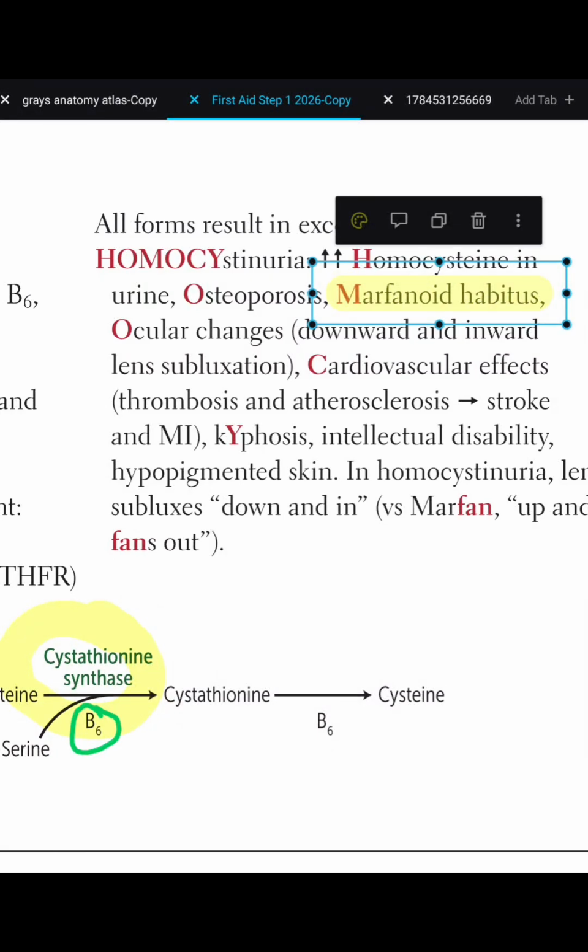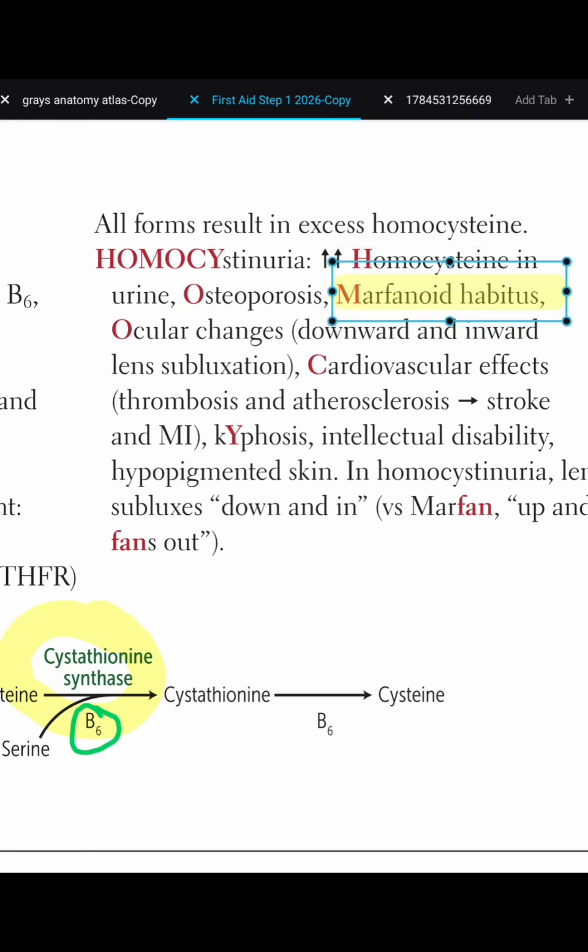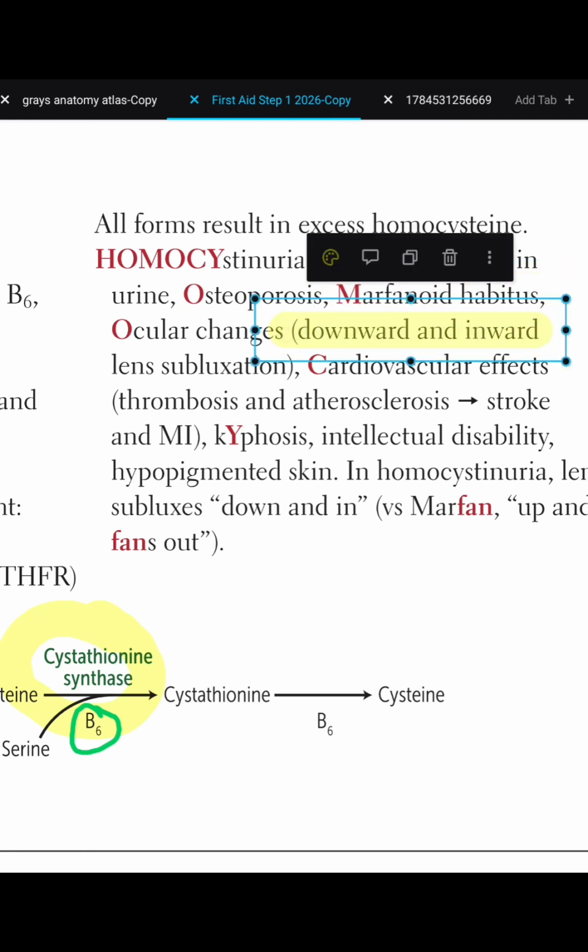With this Marfanoid habitus, what will happen? The patient will be tall. He will have long, slender, thin fingers. He will suffer from lens subluxation that will be downward and inward. As you see, that will be downward and inward.